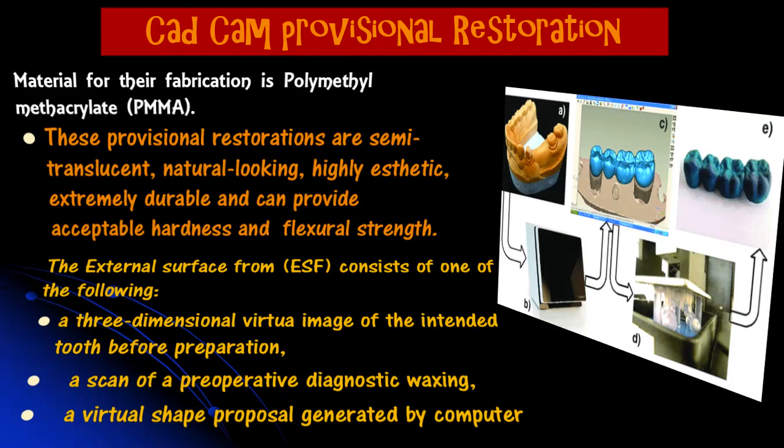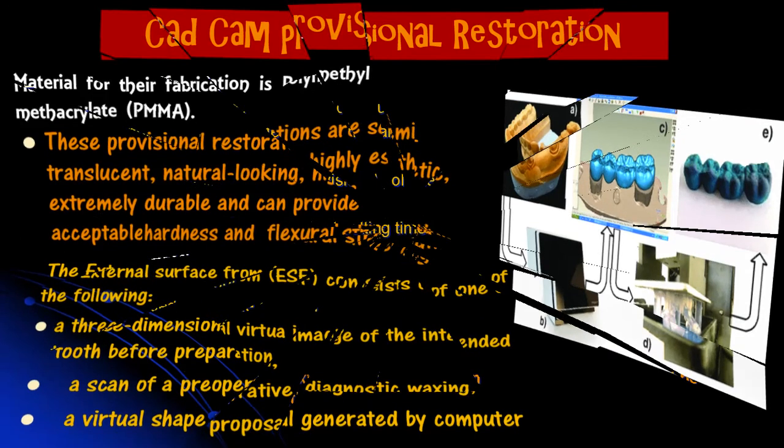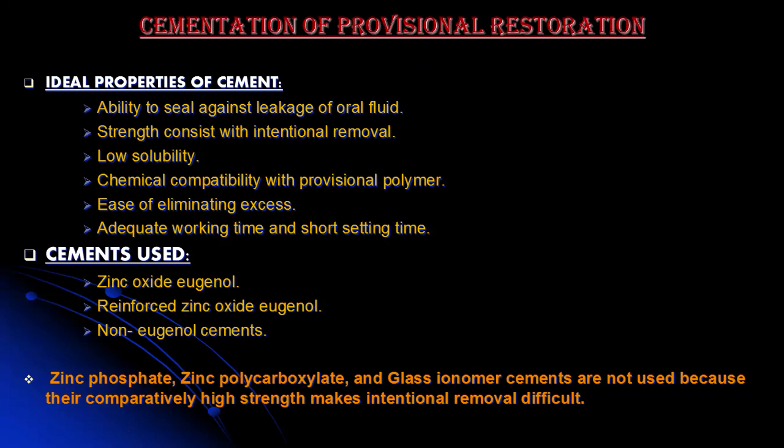When we compare it with composite and acrylic, the durability of the composite is better than that of the direct or manual method. For cementation of provisional restoration, the ideal properties of the cement are: ability to seal against leakage, strength consistent with intentional removal, low solubility, chemical compatibility with the provisional polymer, ease of eliminating excess, adequate working time and short setting time. We use cement with a provisional restoration, so we don't need a strong cement, because we have in mind that we should remove this restoration later on.